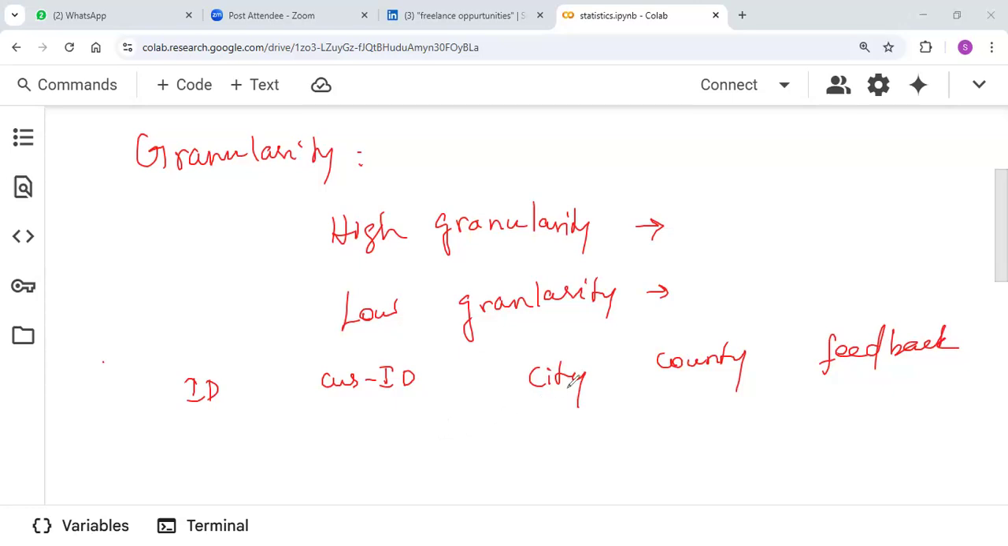If the feedback has been collected city-wise, you need to focus on the city and the feedback. If it has been collected country-wise, you need to focus on the country and the feedback. Depending on your analysis problem, you need to focus on the granularity of the features, rather than including every detail beyond the requirements. So see what the requirements are, and depending on that, expose the information, guys.